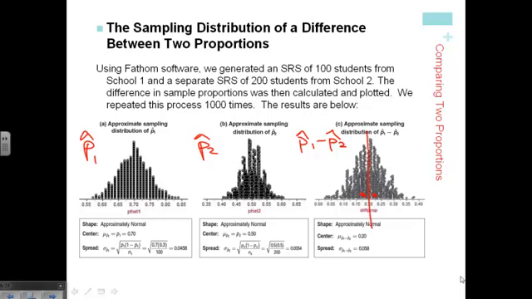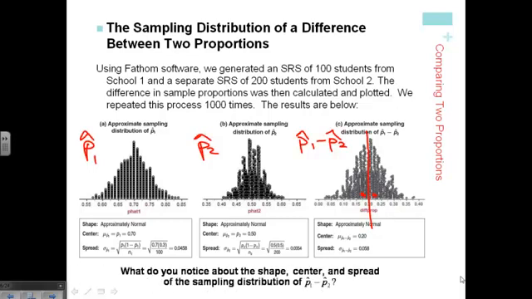Let me get this straight. School 1 had a 70% population proportion for homework. School 2 had 50%. And then the center of this distribution, called the distribution of difference of sample proportions, ends up having its center at 0.2. Is that a surprising outcome? No. Why not? Because it's the difference of those two population proportions.